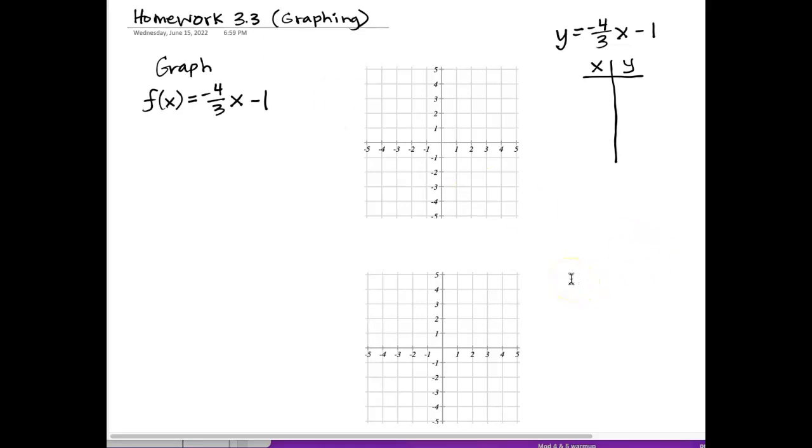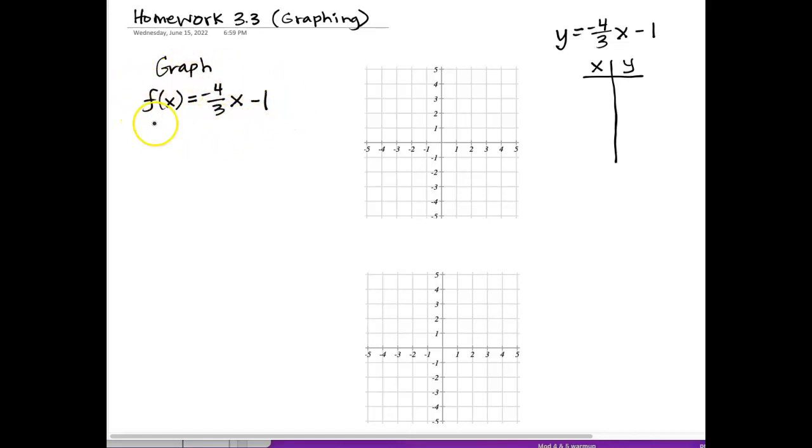Hello everyone, I just wanted to make a quick video helping you out with some graphing, if you've had some questions about how to graph these on your homework. On homework 3.3 they talk a lot about graphing linear equations and linear functions. So say that we're given this function, f of x equals negative 4/3 x minus 1.